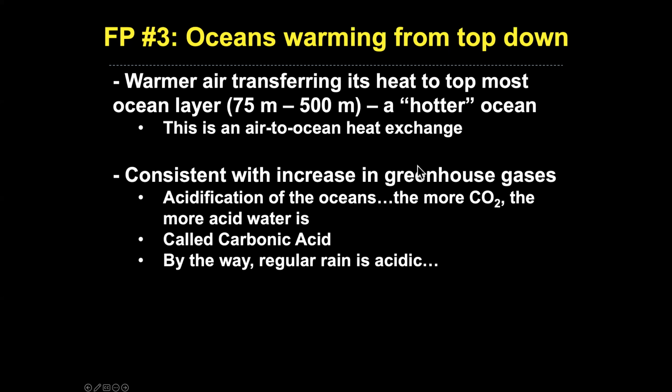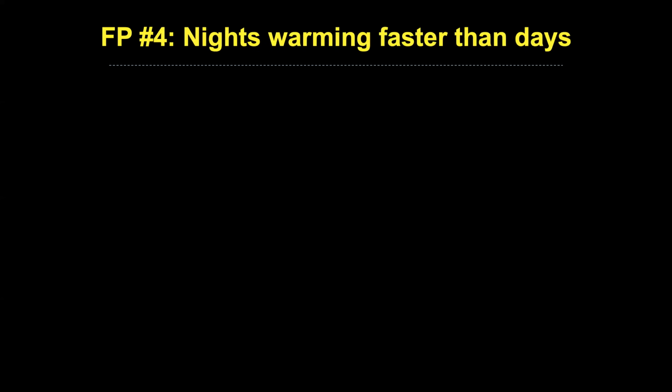Okay, so consistent with the increase in greenhouse gases is basically the acidification of the oceans as well. The more CO2, the more acid the water is, because you combine CO2 with water and you create something called carbonic acid, which is what regular rain actually is. Regular rain is generally slightly acidic, but we're making it more acidic.